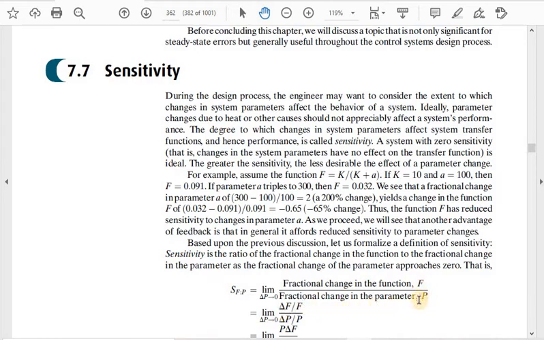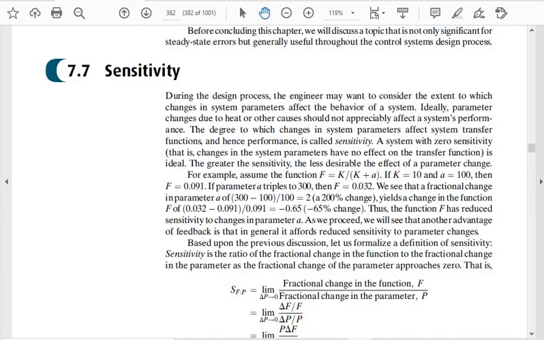So we have a p and f is a function, and we have to take the limit when this parameter change tends to 0. The main idea is that it becomes fractional change, which means you have to take delta f divided by f, divided by delta p divided by p.